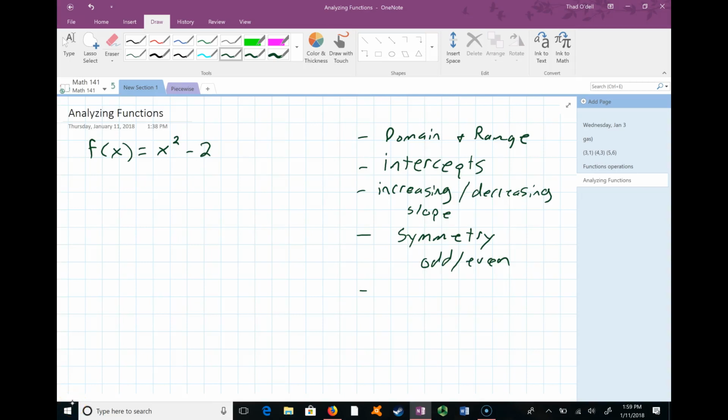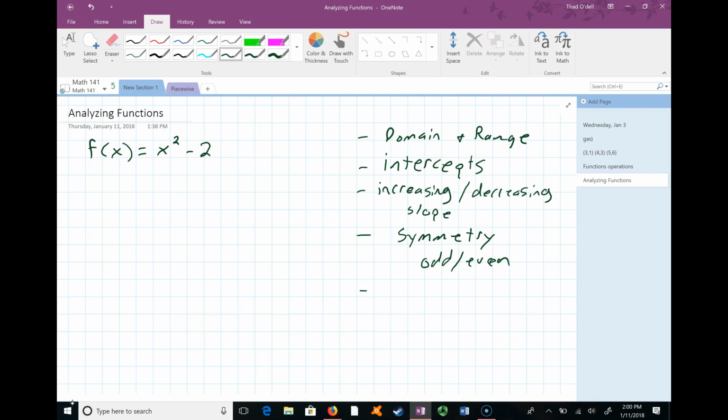This is a video on analyzing functions. That's something we're going to be doing a lot this quarter, where we get a new function and want to analyze it, which basically means we're looking at the different aspects of it. As we get more and more complicated functions, we'll add to the list of things that it means to analyze.